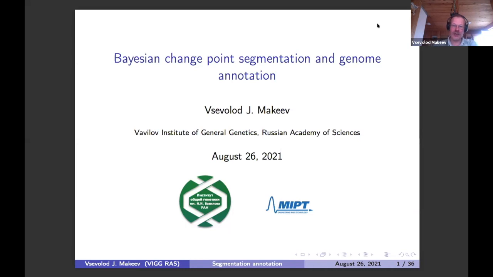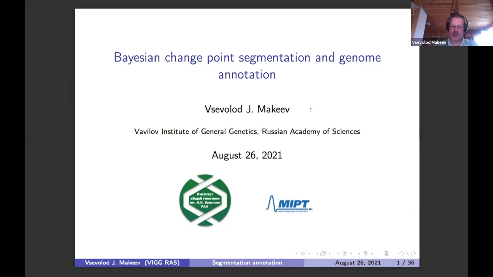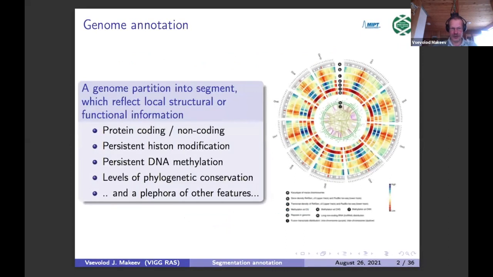First of all, I want to say a couple of words about what genome annotation is. Currently, genome annotation is usually considered a partition of a genome into segments. Some segments can be just the length of one letter, and those segments represent local functional information.